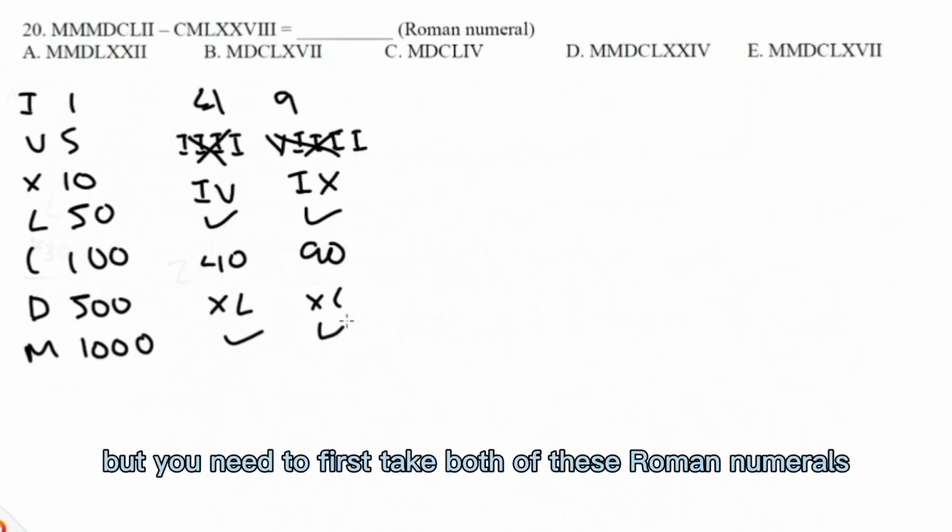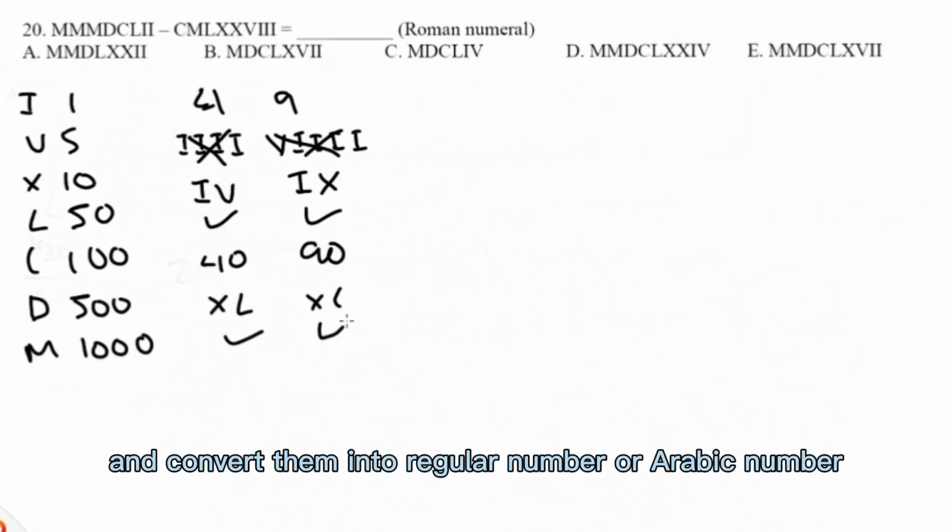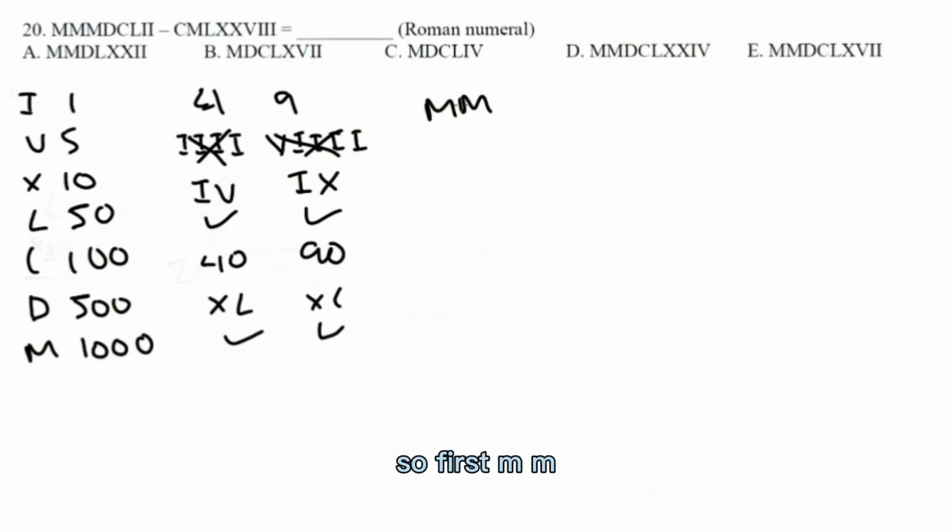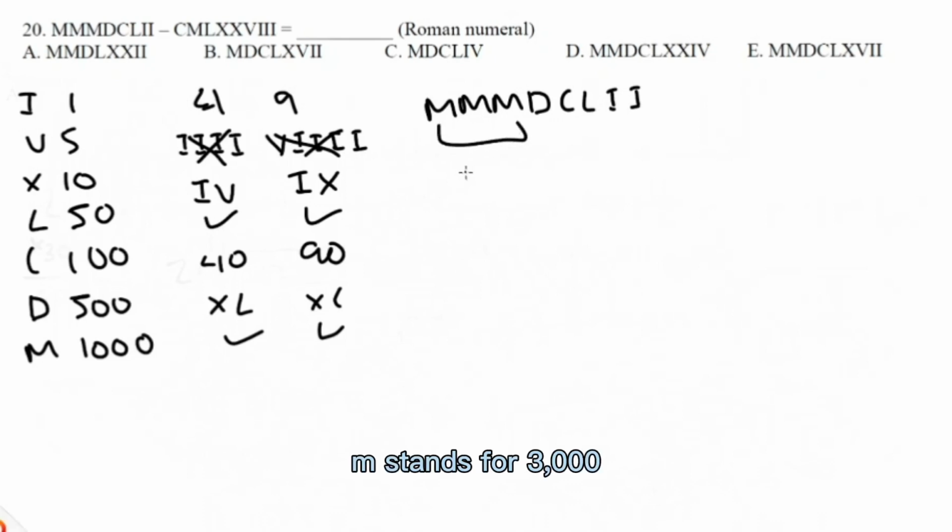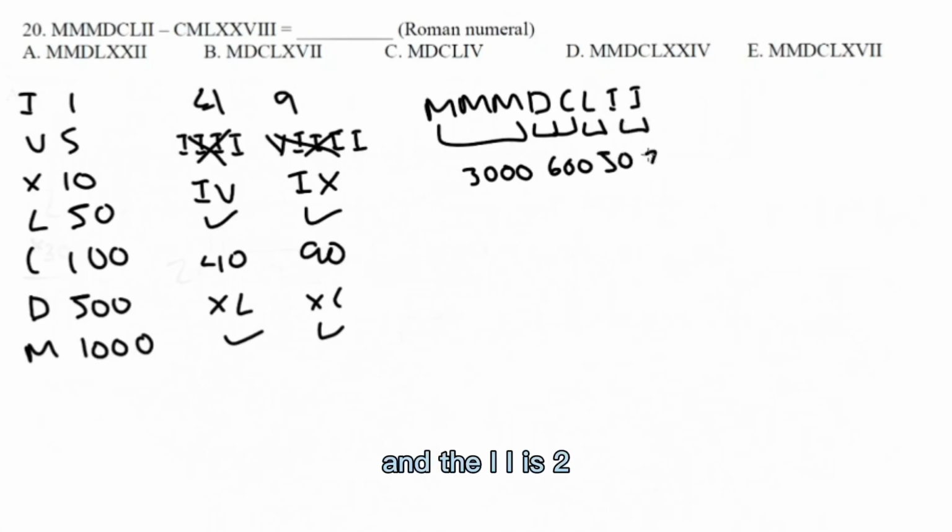We need to first take both of these Roman numerals and convert them into regular numbers or Arabic numbers. So let's do that. So first, M, M, M, D, C, L, I, I. Alright, so the M's stand for 3000. D stands for 500, but we also have the C, so that's 600. Then L is 50, and then the II is 2. So this is 3,652.